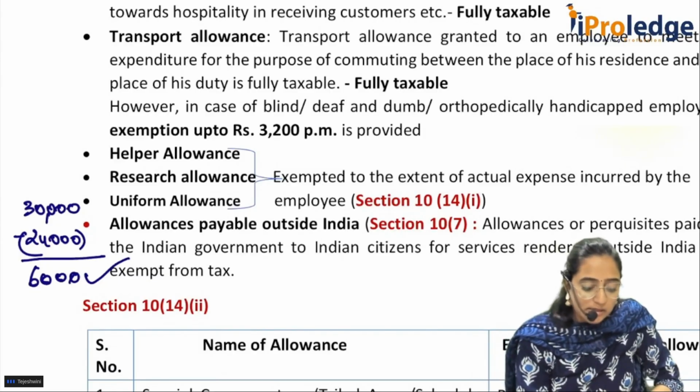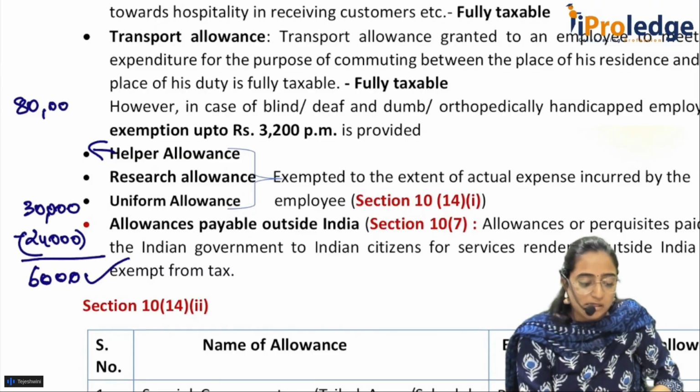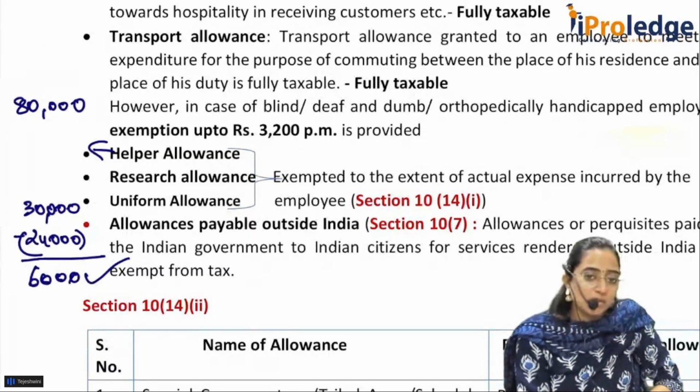Helper allowance. Let's consider you have received some 80,000 rupees as helper allowance and you have paid some 90,000 rupees to that lady. So how much will be exempted?